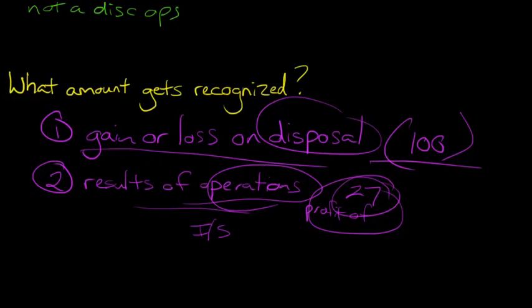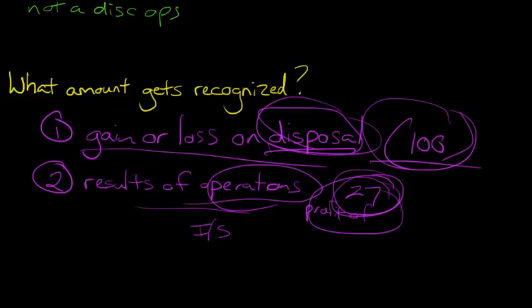So, for example, we might say that we know the results of the operation are $27, but we haven't actually disposed of it yet. We just planned to dispose of it. It's for sale. So technically, we haven't disposed of the operations yet. We're just going to. So then we'd still present the results of the operations as a discontinued operation, and then when we dispose of it in the future, we would have another discontinued operation for the disposal.